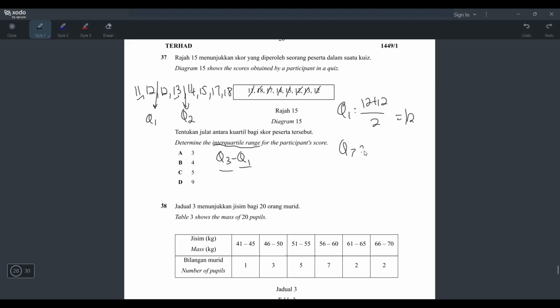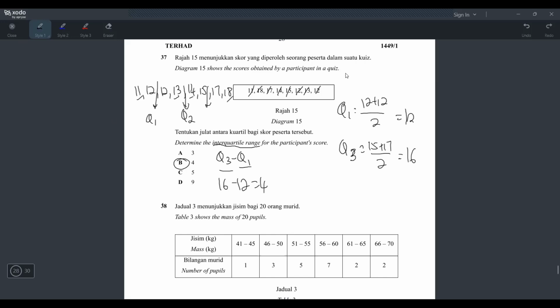And then your Q3 will be your second half's middle. So what is your second half's middle? Here. Because 14 and 18 can cut, 15, 17 remain. So 15 plus 17 divide 2, which is 16. So now your Q3 minus Q1 is 16 minus 12. The answer is 4. Okay, so that's how you do it. All right.